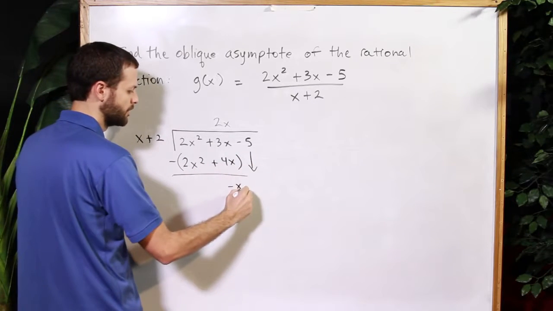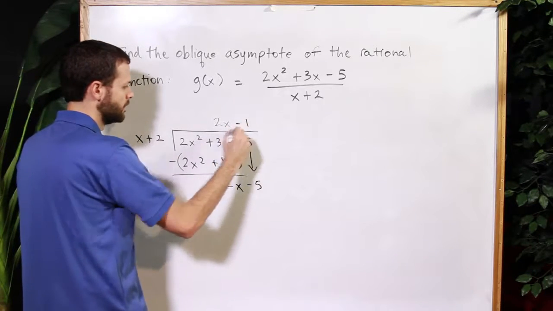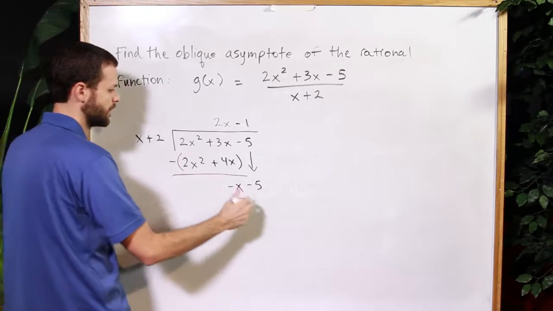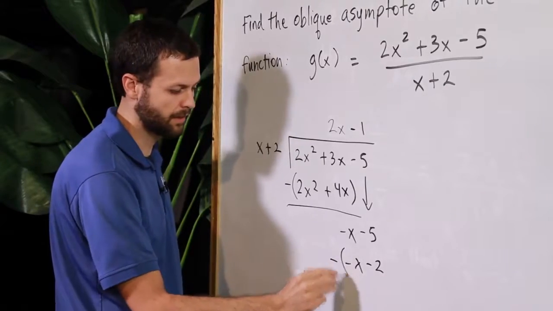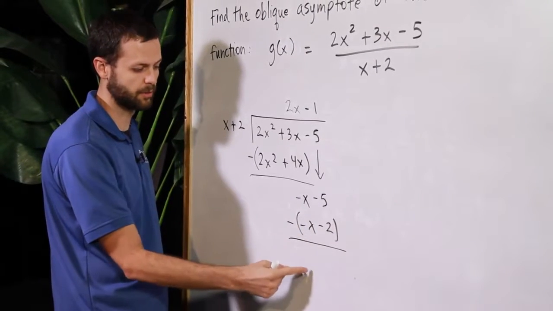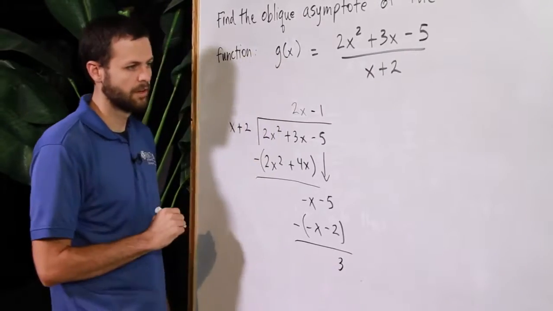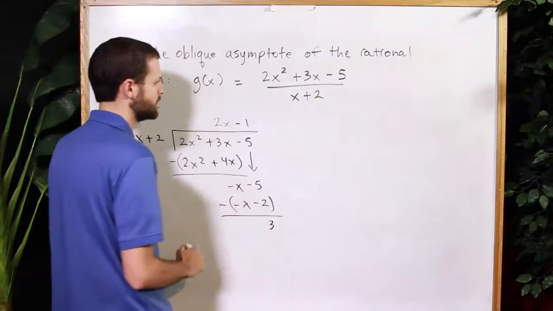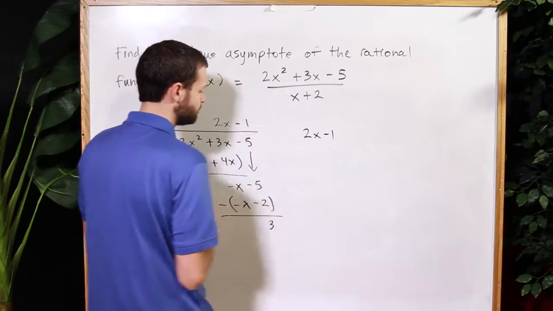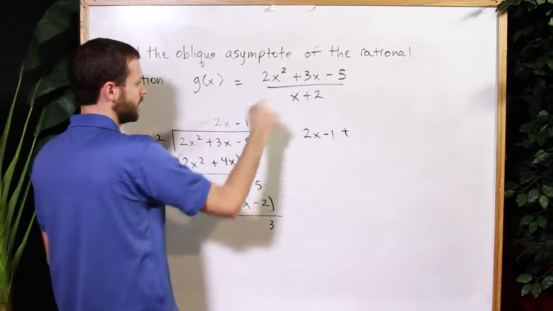And now I can bring down the minus 5. I can then multiply this x times a minus 1 to give me this minus x here. And then do the same thing here. 2 times minus 1, that's a minus 2. And then negate this row as well. This becomes a positive x, so minus x plus x, of course, is 0. Minus 5 plus 2 is 3. So what I've done is I've rewritten this expression. I've said that this is equal to the quotient 2x minus 1 plus 3 over x plus 2.